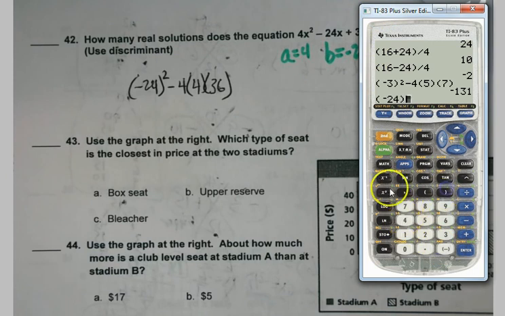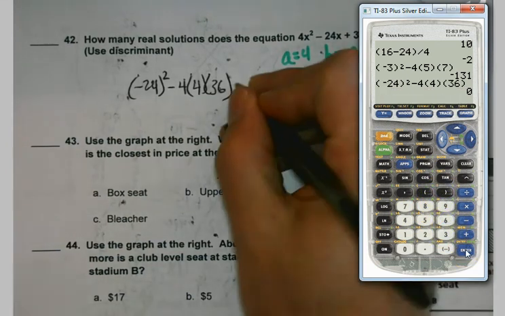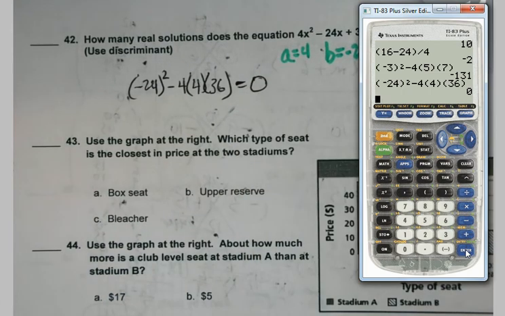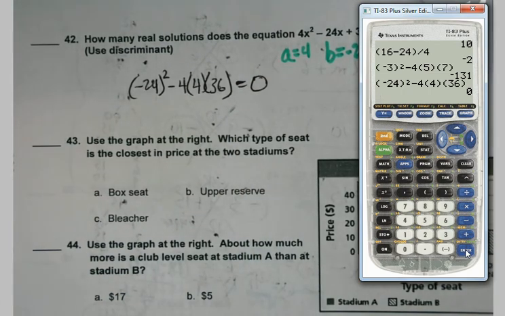So negative 24 squared minus 4ac. Okay, I got 0. Now, how many solutions there are depends on your answer.